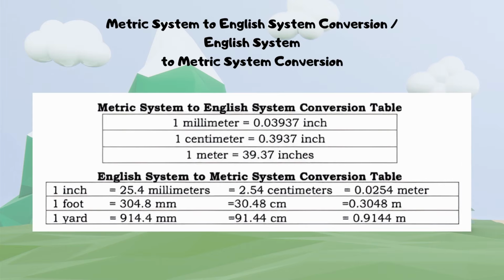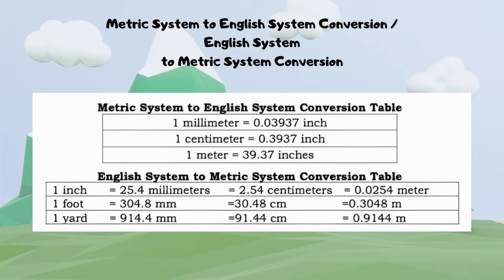In the metric system to English system conversion table, 1 millimeter equals 0.03937 inch. 1 centimeter equals 0.3937 inch. 1 meter equals 39.37 inches.